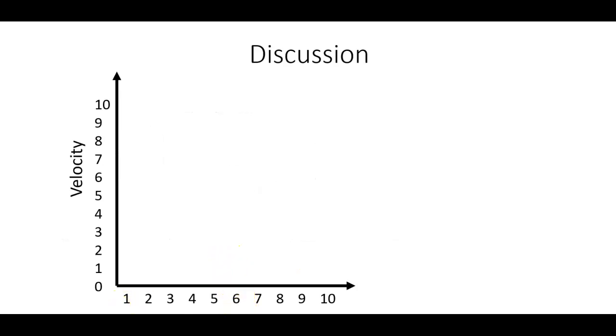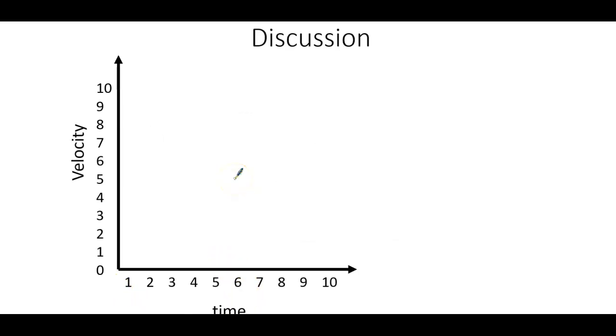So I want to graph this, and I'd like you guys to do the same thing. What we notice is that for the first 2 seconds, he was going 3 meters per second. The velocity, we're going to just call that speed for now. So his speed was 3 for the first 2 seconds. From 1 to 2, he was going a speed of 3 meters per second.